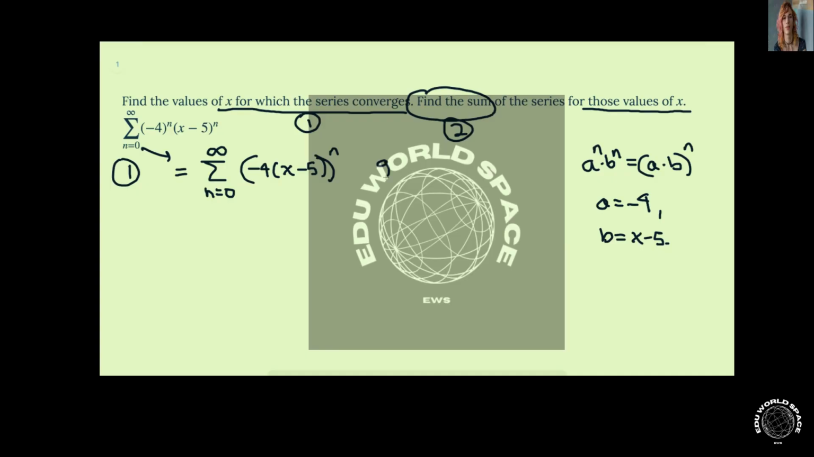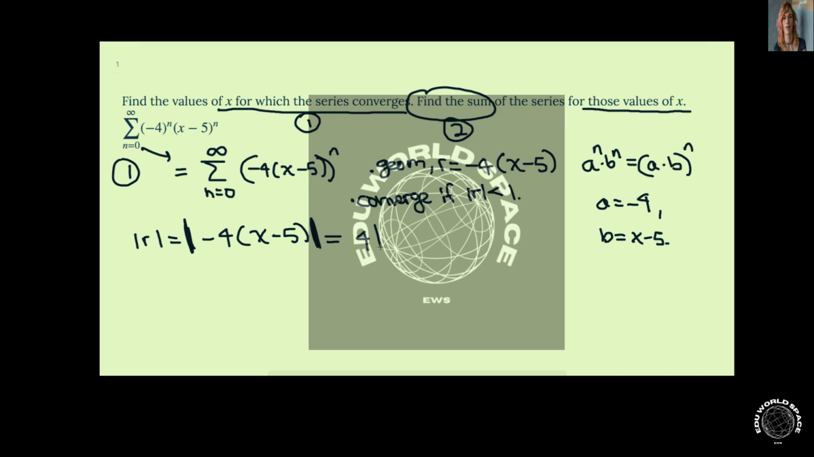So I see that this is geometric, and I see that my r value, the thing that's being raised to the nth power, is negative 4 times x minus 5. And then I know that a geometric series will converge if the absolute value of r is less than 1. So in our case, we have absolute value of r, so it's negative 4 parentheses x minus 5, and this is all inside the absolute value. And so that's not a 1 there, that's absolute value. Let's make that a little larger.